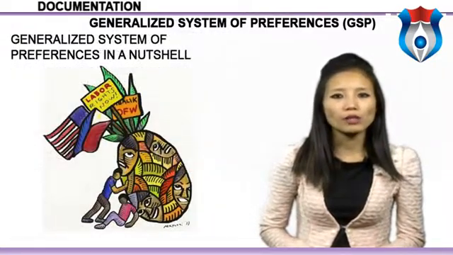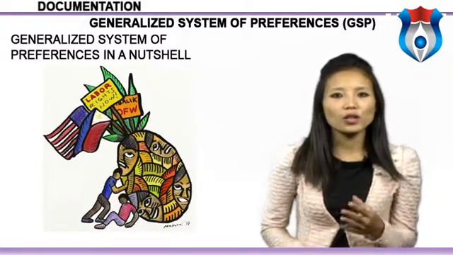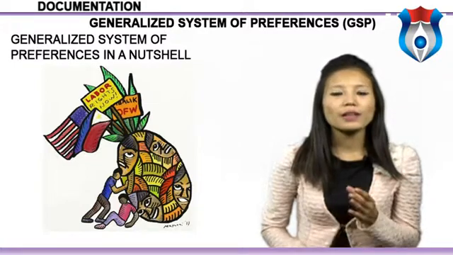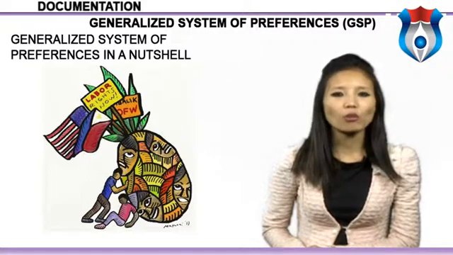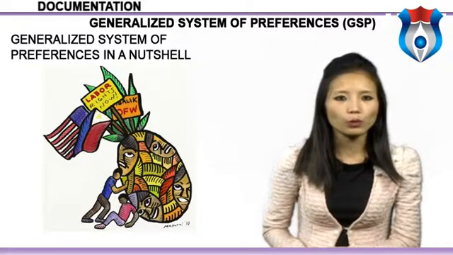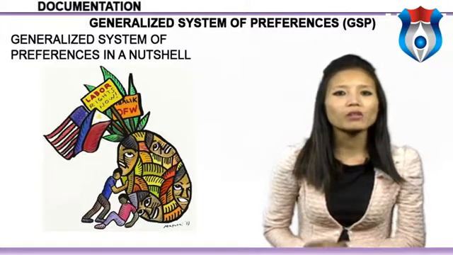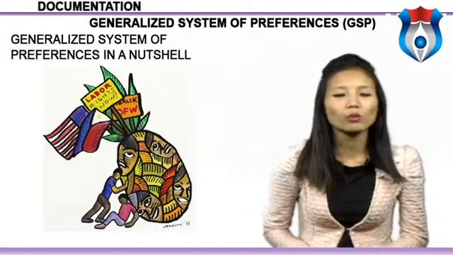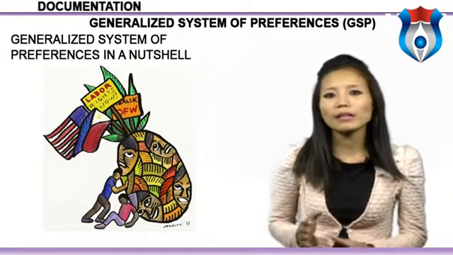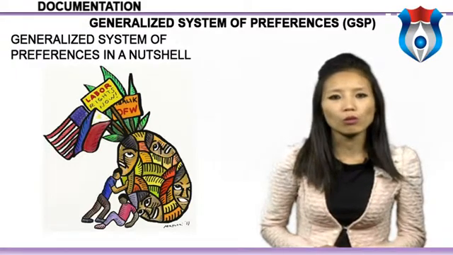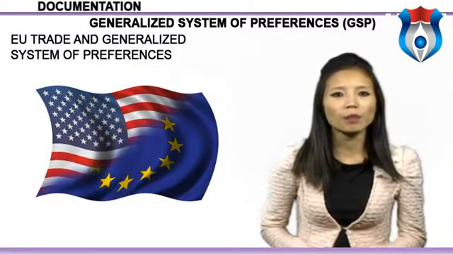Generalized System of Preferences in a nutshell. There are three main variants of the system. The standard GSP system, which offers generous tariff reduction to developing countries. Practically, this means partial or entire removal of tariffs on two-thirds of all product categories. The GSP plus enhanced preferences mean full removal of tariffs on essentially the same product categories as those covered by the general arrangement. These are granted to countries which ratify and implement international conventions relating to human and labor rights, environment and good governance.